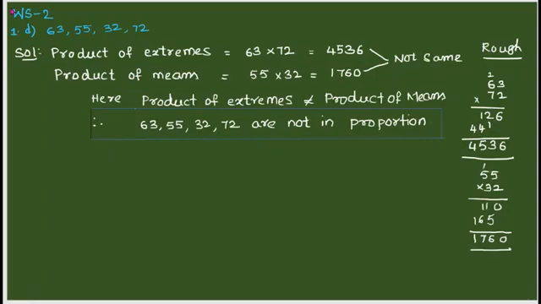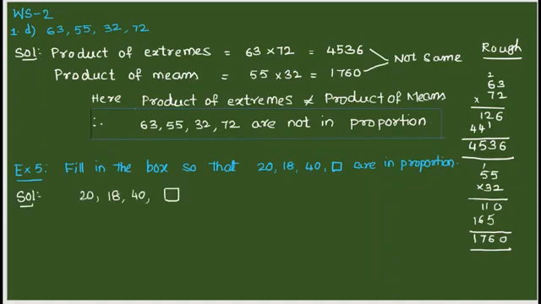Now let us take another example, children. You observe now example 5 from your reader. It is given that to find the value which is given in the box. Fill in the block so that 20, 18, 40 and the box are in proportion. Here a number should come in the box. The required number we need to find. So let us see the solution now. The given numbers are 20, 18, 40, box. So by putting which number in the box, the four numbers will be in proportion.